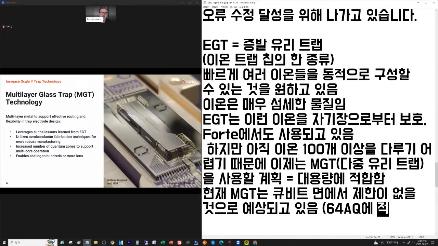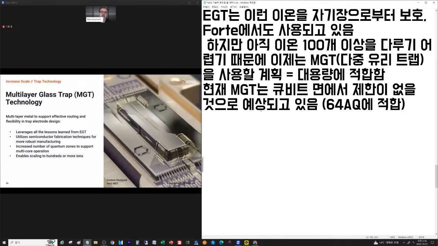So overall, the MGT is leveraging all of the lessons that we have from our EGT technology and work. It also leverages high aspect ratio design. It has materials that support low noise operation. It has the high numerical aperture, and there are new semiconductor manufacturing techniques to try to scale with quantity, quality, and yield. So overall, the trap technology is a critical piece as we start to go into our scaling paradigm.